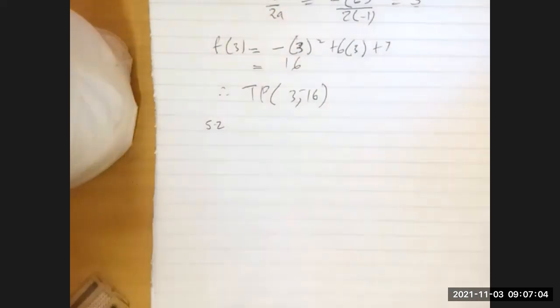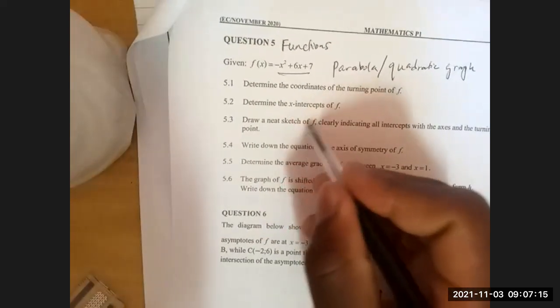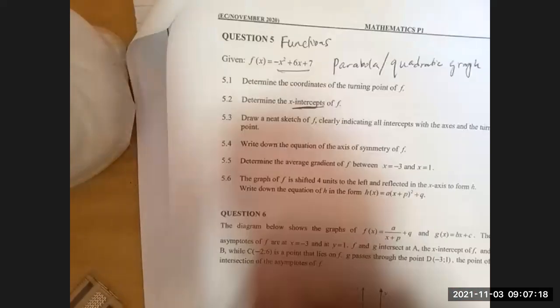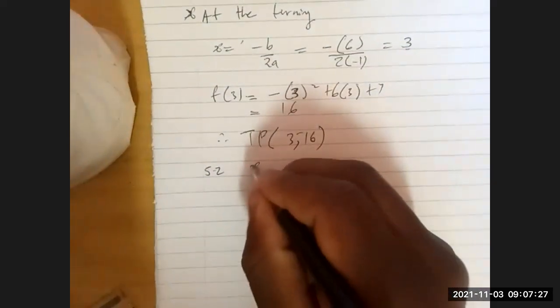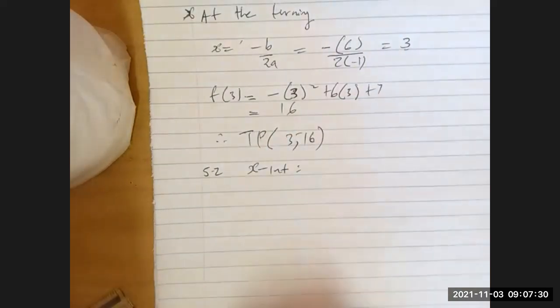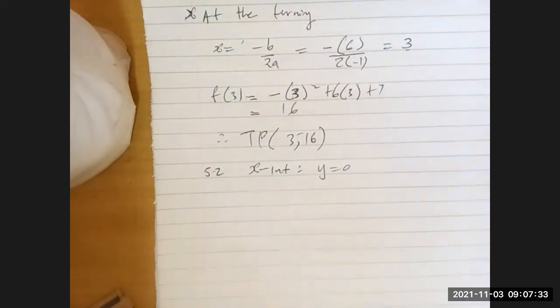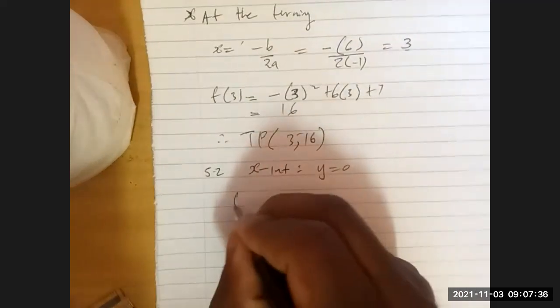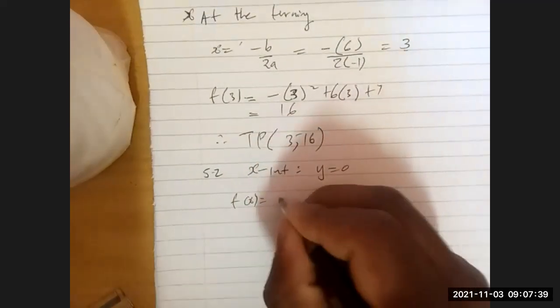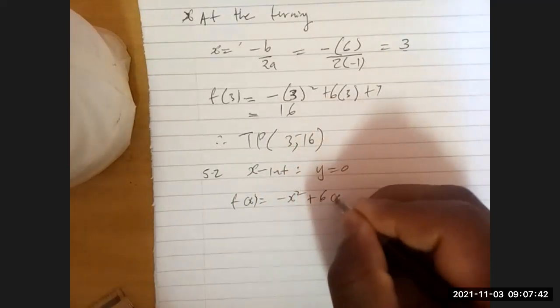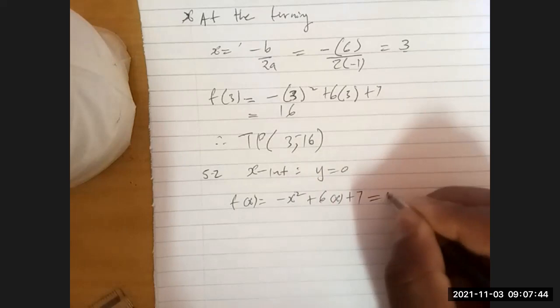Moving on to 5.2. What are they asking us on 5.2? They're saying we must determine the x-intercept of f, right? So how do you find the x-intercept? When they talk about the x-intercept, what do we know? With the x-intercept, we let y equal 0, right? So what do we know? f of x, which equals negative x squared plus 6x plus 7, this whole thing is the same as y.